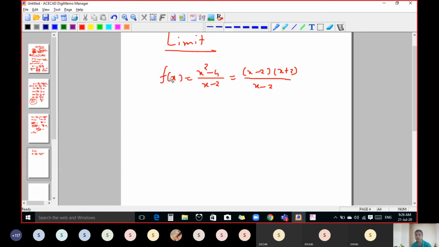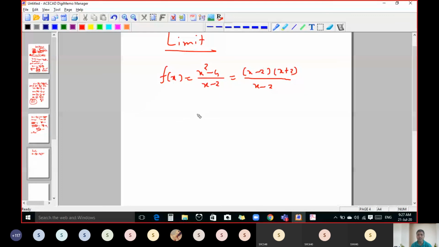But except 2, let us say x is equal to 10. So you can write 10 minus 2, 8, 10 minus 2, 8, 8 cancel, and 10 plus 2, 12 is the answer. If you put 0, you can write 0 minus 2, 0 minus 2, minus 2 cancel, 0 plus 2, you will get 2. Means what? You cannot cancel this if x is 2, but you can cancel this if x is not 2. And this simple concept is nothing but limit.